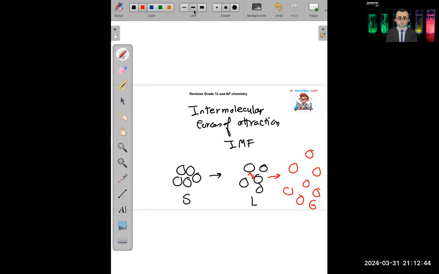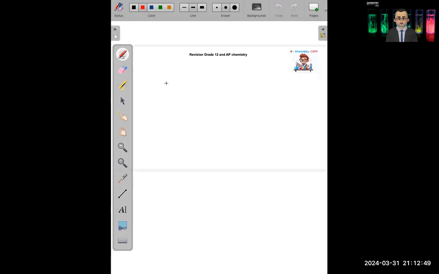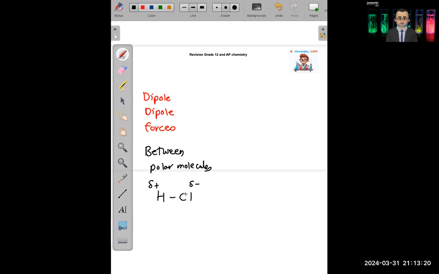But what are the types of intermolecular forces? There are three main types of intermolecular forces of attraction. The first type is dipole forces of attraction. Dipole forces of attraction occur between polar molecules. For example, I have HCl. This is a polar molecule because there is a difference in electronegativity here. This is partially negative and this is partially positive. So the difference in electronegativity makes this one a polar molecule.